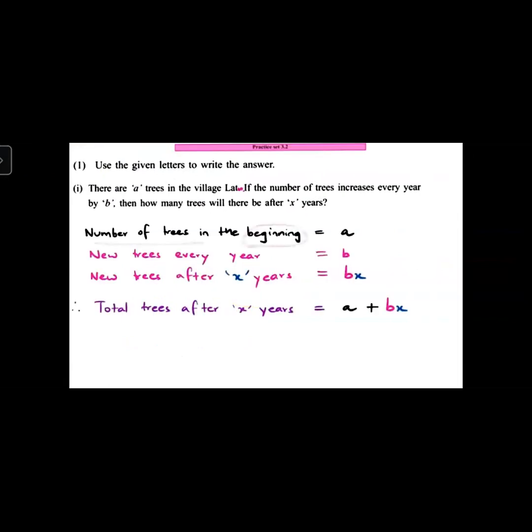Therefore the solution should be written in this way. Number of trees in the beginning is A. Number of trees every year increases is B. New trees after X years will become Bx. Total trees after X years will become A plus Bx. Fine. Let's get to the next question.